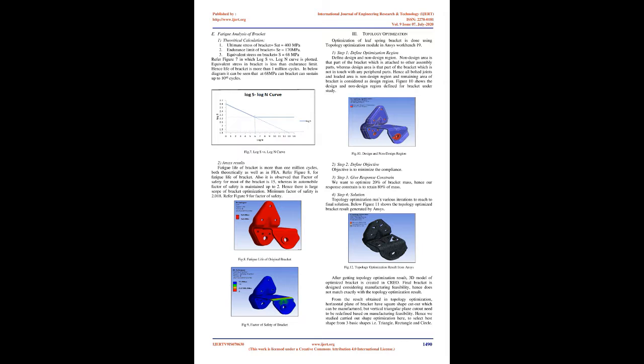1. Theoretical calculation. 1. Ultimate stress of bracket equals SUT equals 400 MPa. 2. Endurance limit of bracket equals SE equals 170 MPa. 3. Equivalent stress on bracket equals S equals 68 MPa. Refer Figure 7 in which log S versus log N curve is plotted. Equivalent stress in bracket is less than endurance limit. Hence life of bracket is more than 1 million cycles.